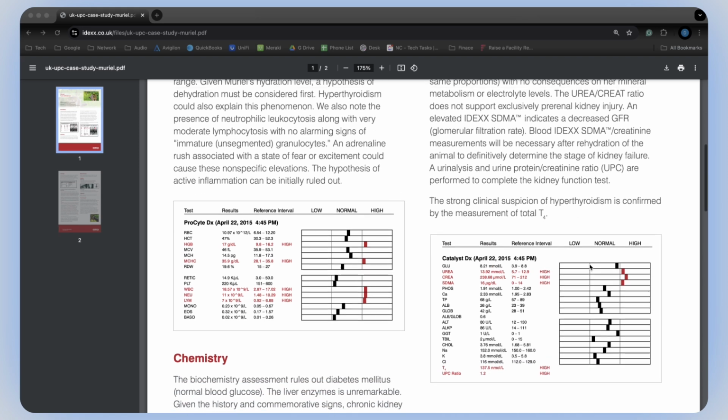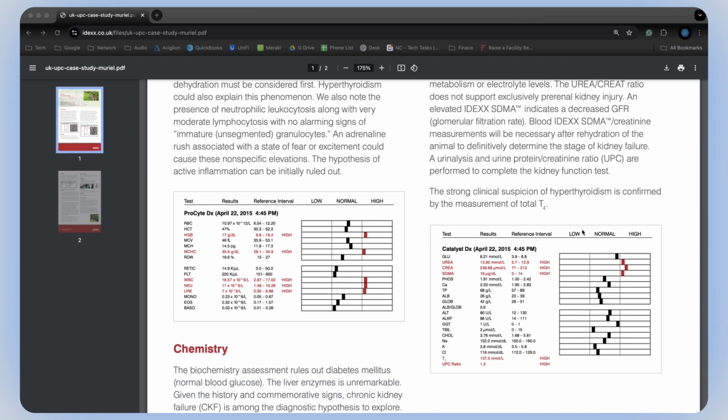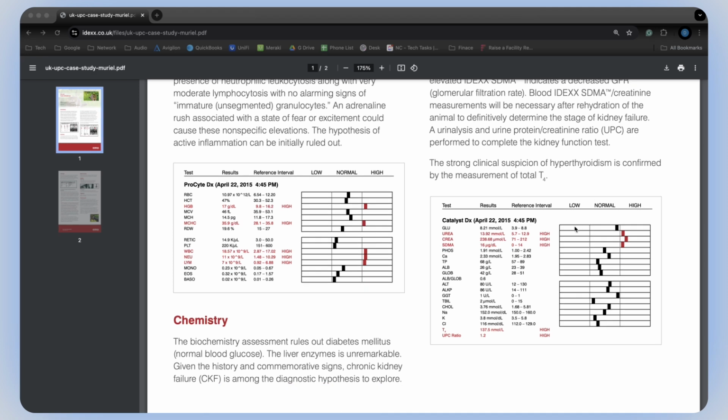So overall, we did a urinalysis and UPC. They're performed to complete the kidney function testing. Remember, kidney function test, we want to get this chemistry, but we also want to look at a UA. We also want to do that UPC. We then see that there's strong clinical suspicion of hyperthyroidism. Why? Because we did a T4 test and it's high.